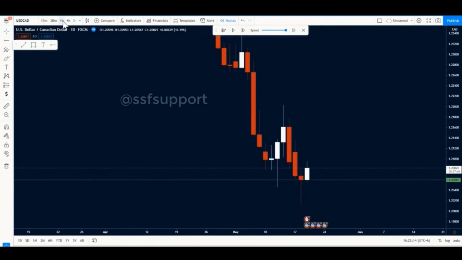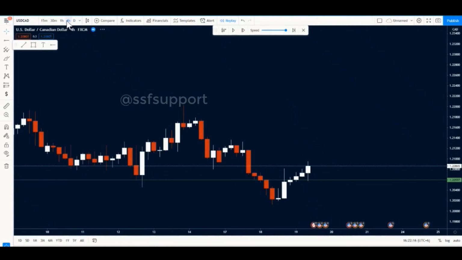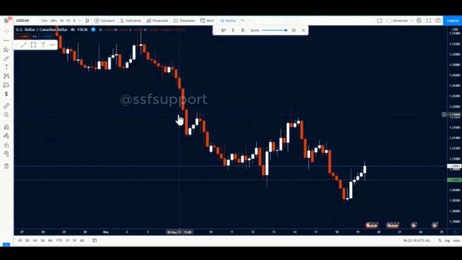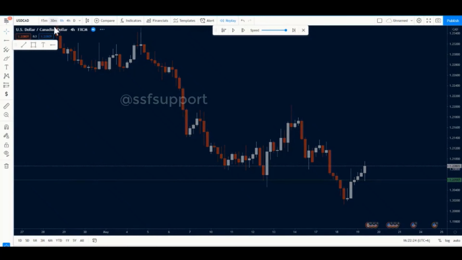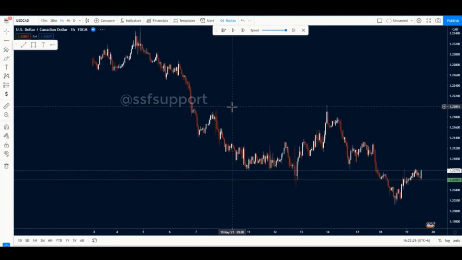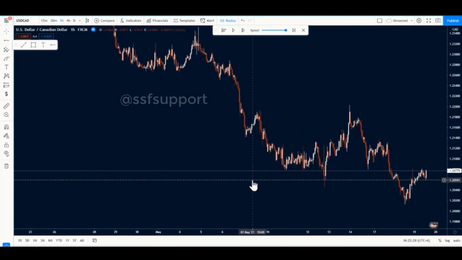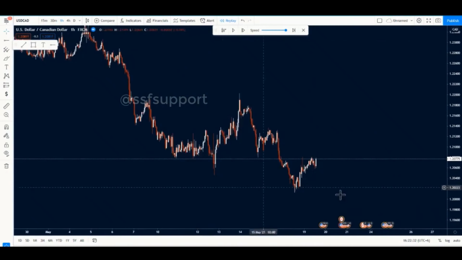To the 4-hour time frame, as you can see, this is the structure created by price in the 4-hour time frame. Now we will move on to the 1-hour time frame, and let me just remove the support because we won't be needing it now. This is the daily support.